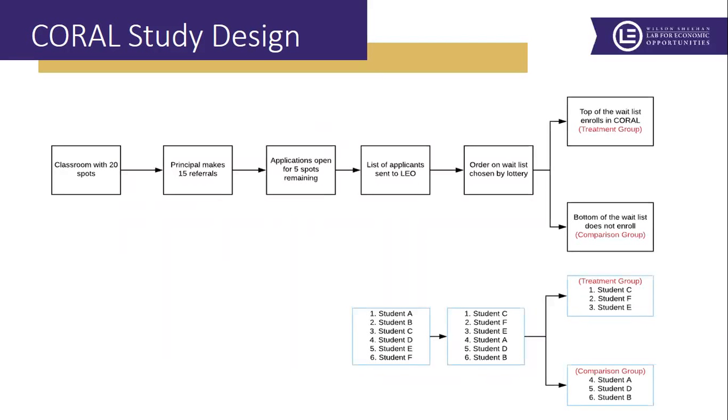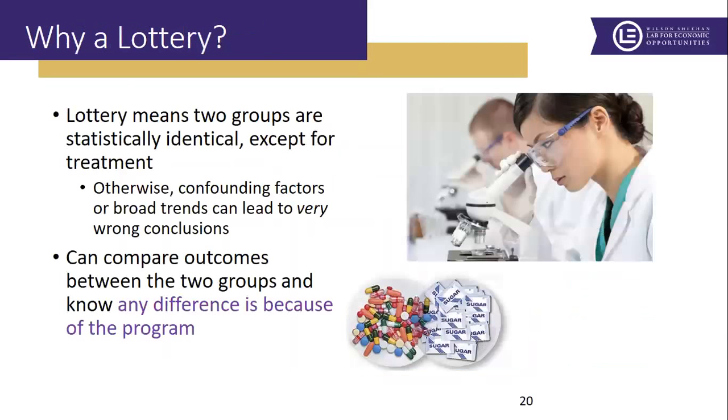And then at the end of the year, we'll be able to compare those who were interested in Coral, got in off of the wait list, to those who were interested in Coral and who didn't get in off the wait list, and see differences in their achievement at the end of the year. And the difference between those two groups at the end of the year is really because of the impact of Coral. Why are we doing this by lottery?